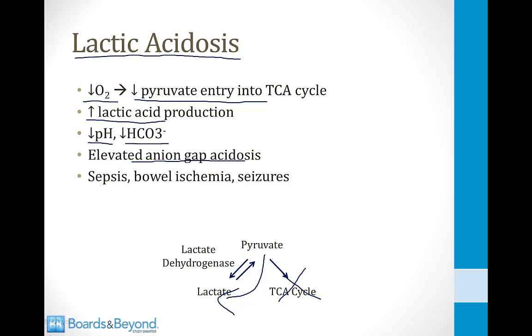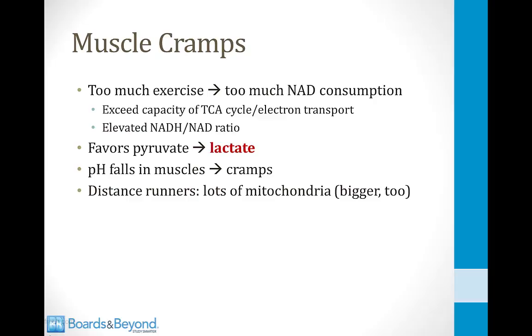And you commonly see lactic acidosis in many clinical situations. You can see it in sepsis, in bowel ischemia. Patients who have seizures can contract their muscles so vigorously that they deplete the oxygen supply in the muscles and therefore they begin producing lactic acid in order to regenerate that NAD. And this is all related to what I showed you on the previous slide, the need of the cell to regenerate NAD for glycolysis. Another clinical correlation of the need to regenerate NAD is muscle cramps. When you exercise too much, you consume too much NAD and you exceed the capacity of the TCA cycle and electron transport.